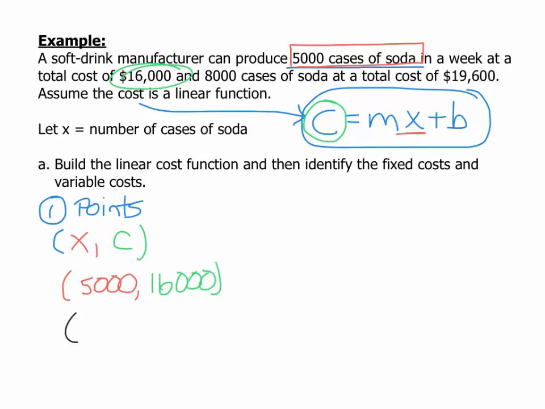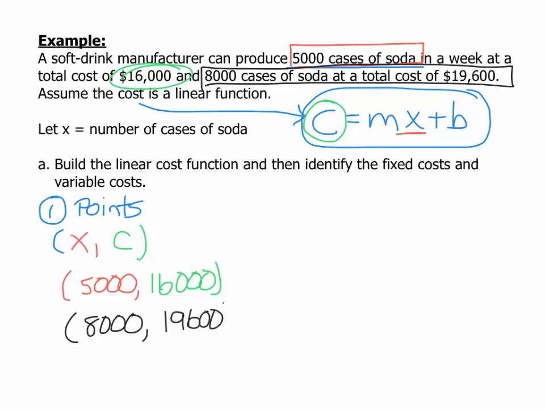The corresponding point for the second data point is 8,000, $19,600. So we've got 2 ordered pairs. The next thing we're going to do is find that slope. So remember, we're going to take the change in the output, or the change in our C, over the change in our input, the change in our X.